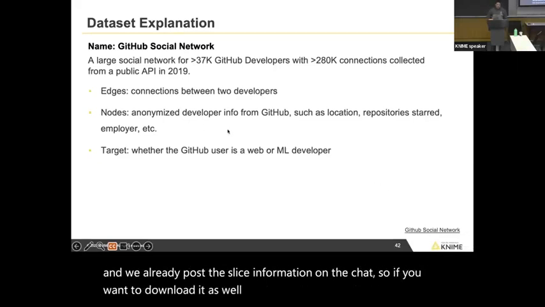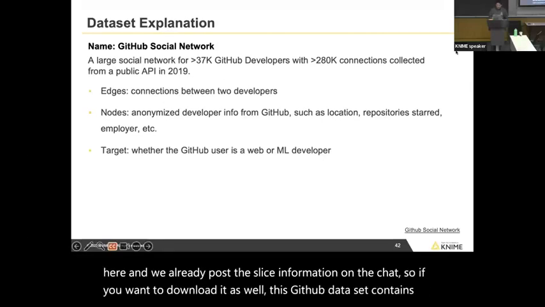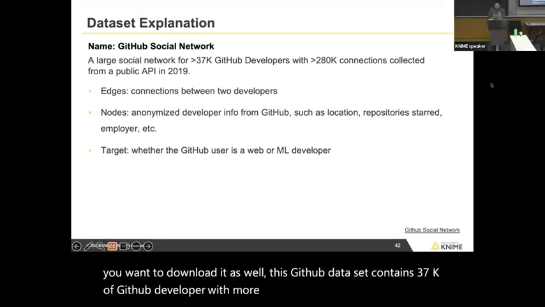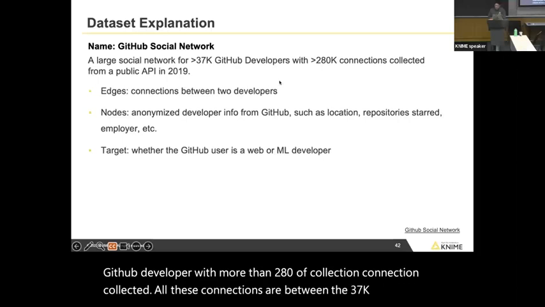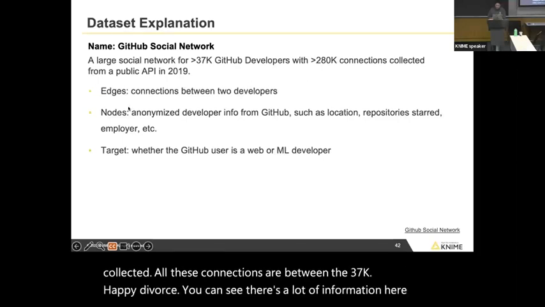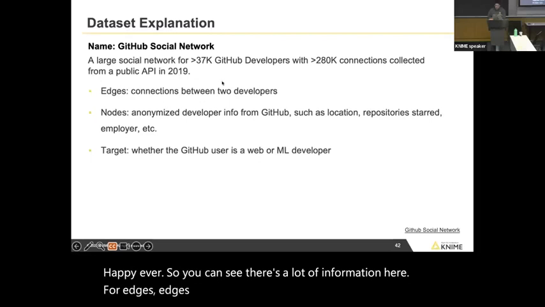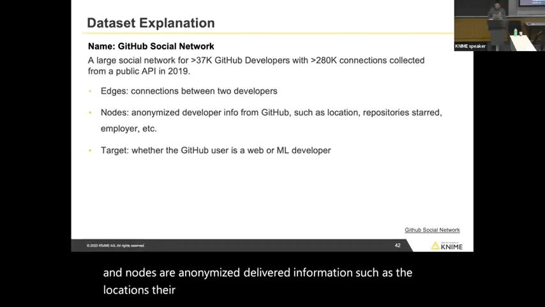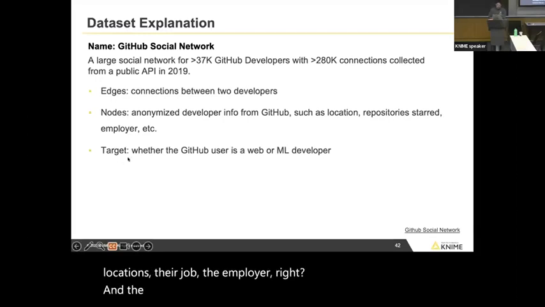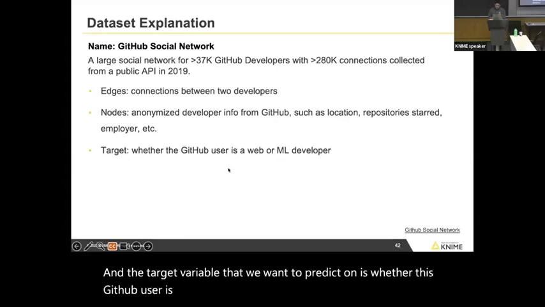This GitHub data set contains 37K GitHub developers with more than 280K connections collected. All these connections are between these 37K GitHub developers. So you can see there's a lot of information here. Edges represent the connections between two developers, and nodes carry anonymized information such as the location, their job, the employer, right? And the target variable that we want to predict is whether this GitHub user is a web or machine learning developer.